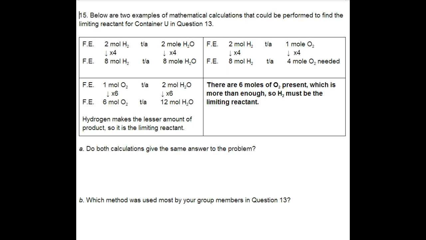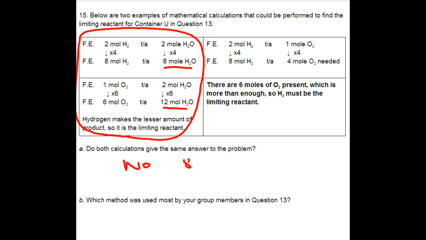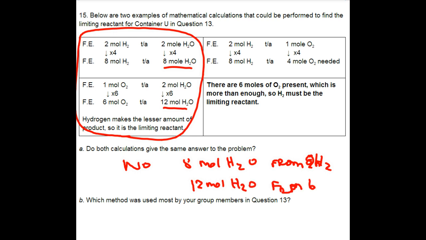So on the next page for number 15, A, do both calculations give the same answer to the problem? The two calculations that we're actually looking at are these two. So the answer is no. You get 8 moles of H2O from 8 moles of H2, and you get 12 moles H2O from 6 moles of O2.